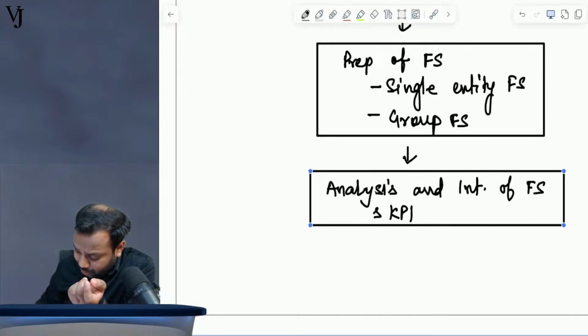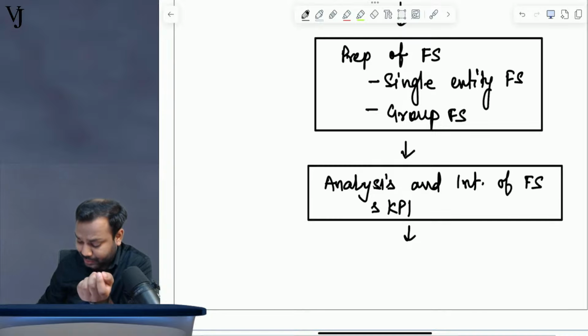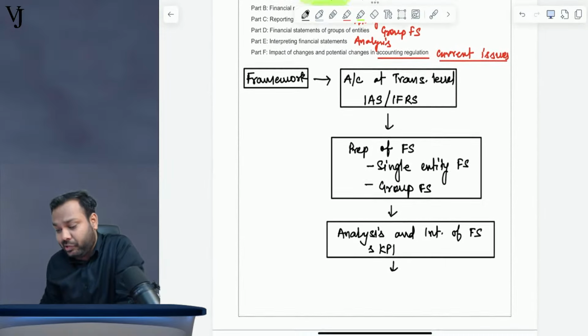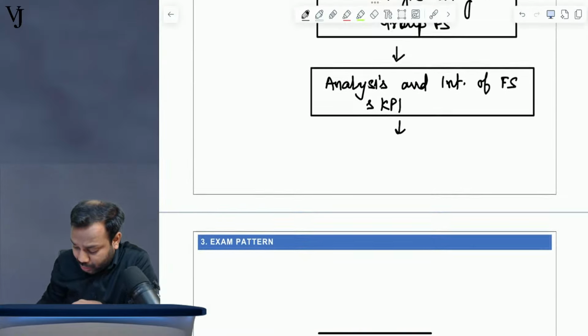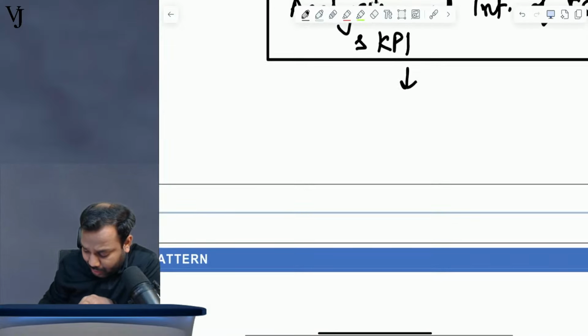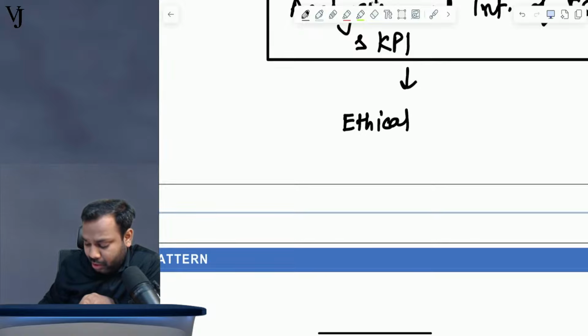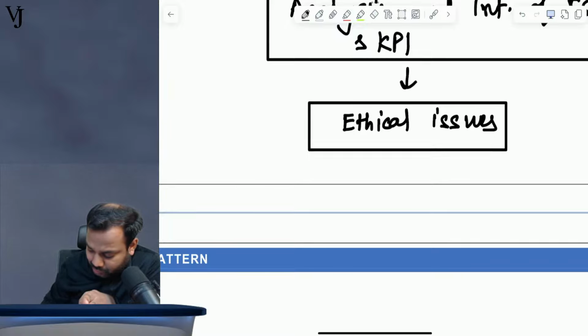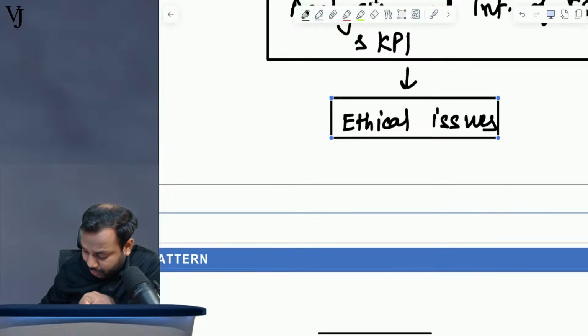Then comes, see here what is happening. We prepared the financial statements. We analyzed the financial statements. Now we are also required to evaluate whether the accounting treatment given is ethical or not. Then comes the picture of ethics. So this is how the syllabus is interlinked.